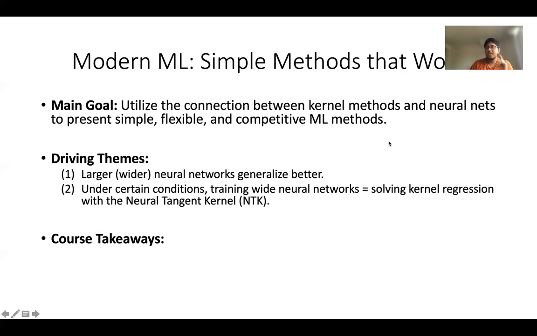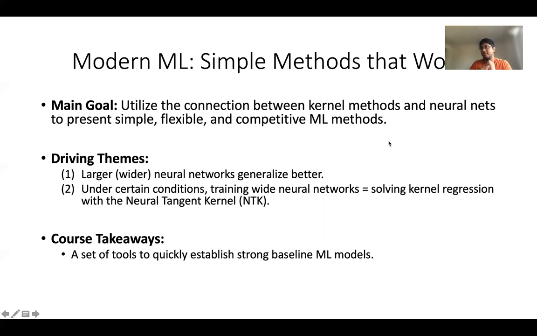I think there are two takeaways I wanted students to get out of the course. The first one is that this neural tangent kernel approach is essentially a tool that you can use to quickly establish strong baseline machine learning models. If you're a newcomer and you have this problem of wanting to do cat versus bird classification, there is a very simple principled approach to get a good baseline, and then from there you can start going to crazier models. You can start looking into deep networks, but at least you have something that works, and it works quite well.